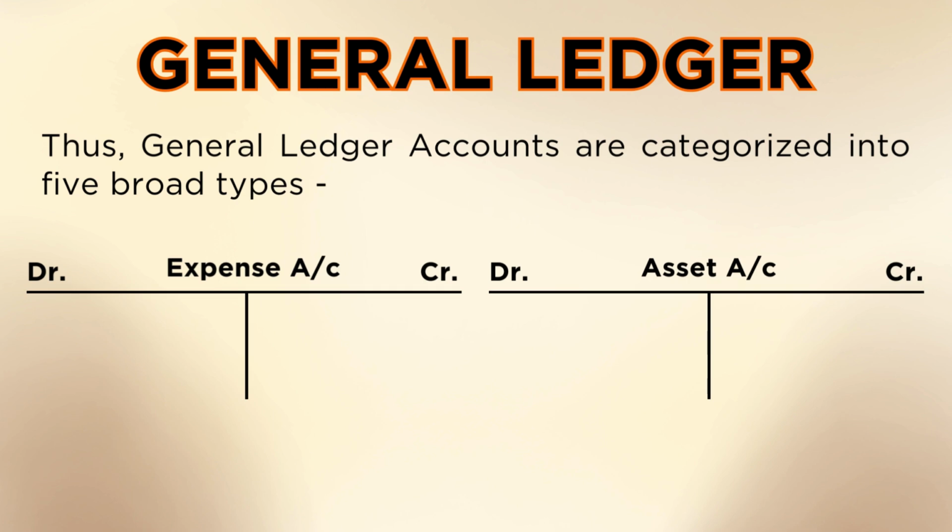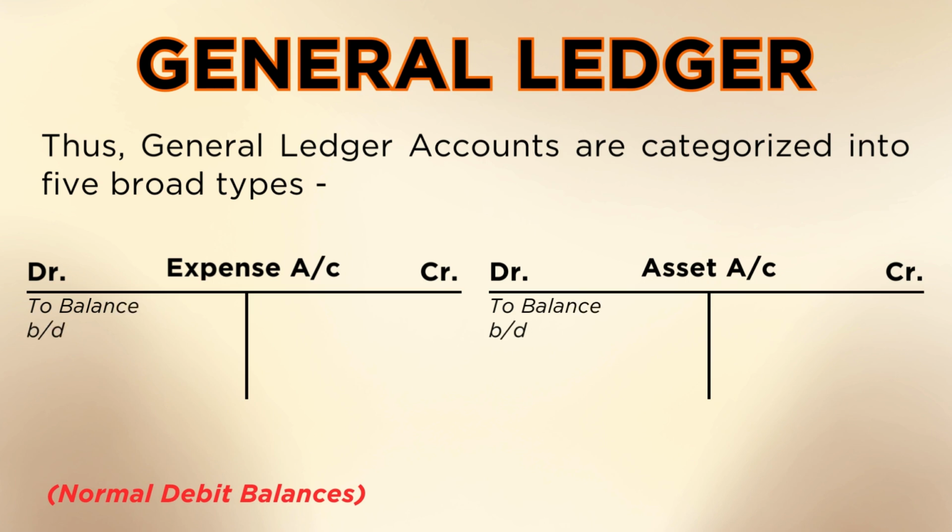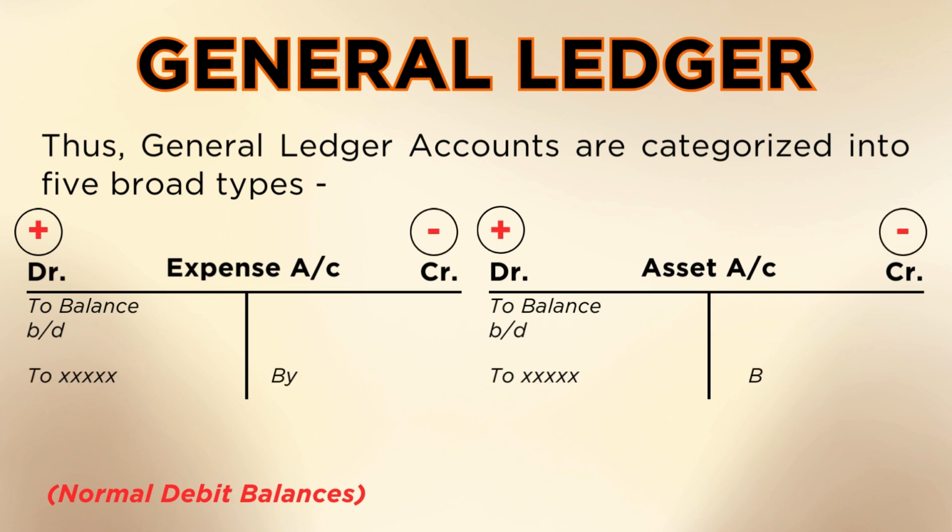As we have studied earlier in the video for journal entries, both these type of accounts, expense and asset, have normal debit balances. Thus, the opening balances, if any, will be written in the debit side. For the increase in the accounts under these categories, we will have to debit them, and for any decrease, we will have to credit them. On the basis of these rules, let's try to post some entries directly into the ledger account.